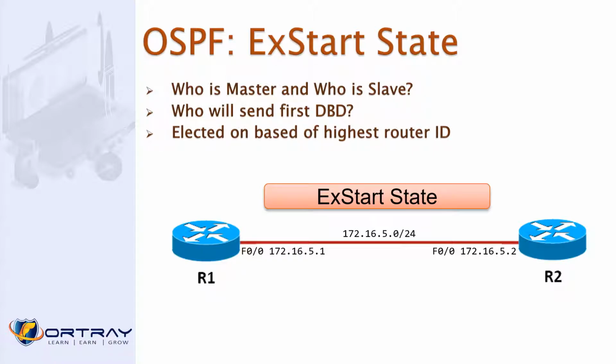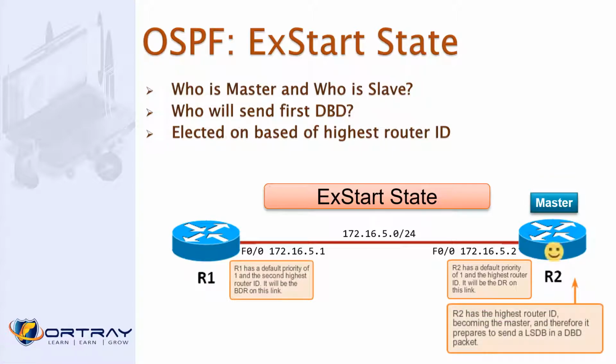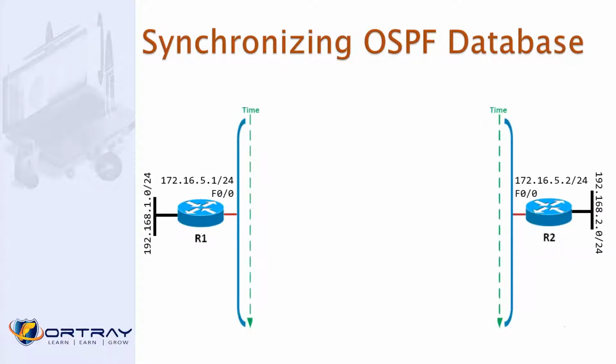The master is elected based on the highest router ID. So basically, whoever has the highest IP will be master. In that case, R2 has the default priority of 1 and the highest router ID, so it will be the DR on the link. R2 has the highest router ID, becomes the master, and prepares to send the LSDB in the DBD packet. The other becomes the slave because it has the lower router ID.